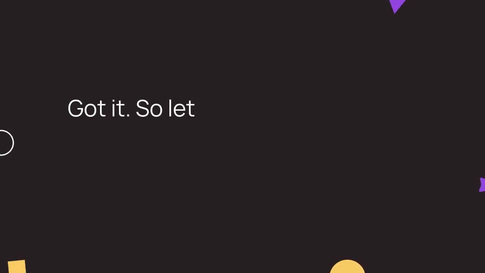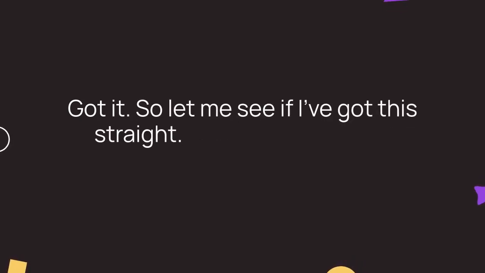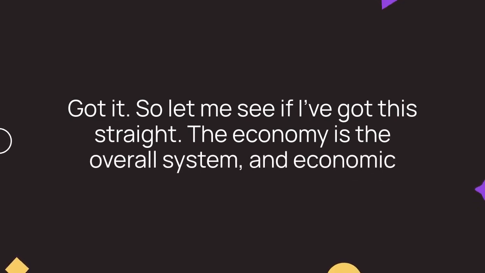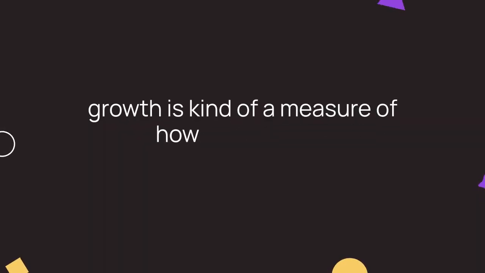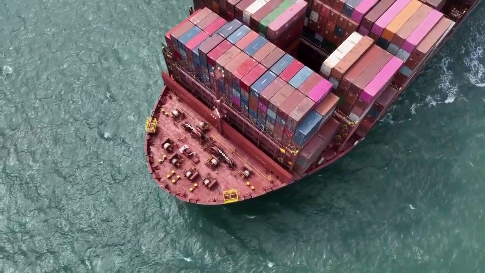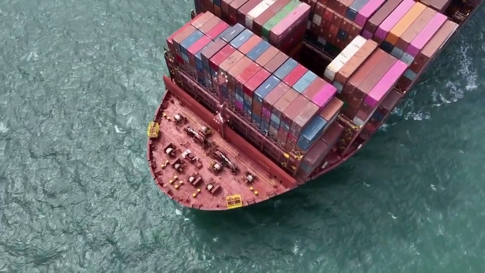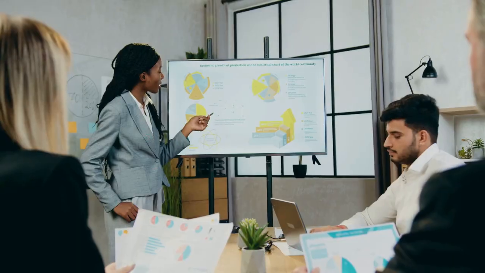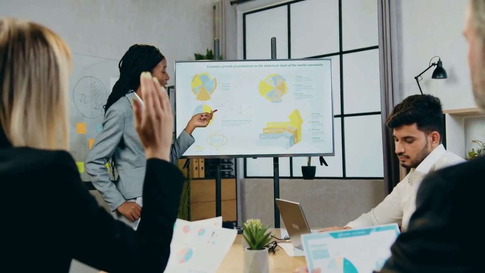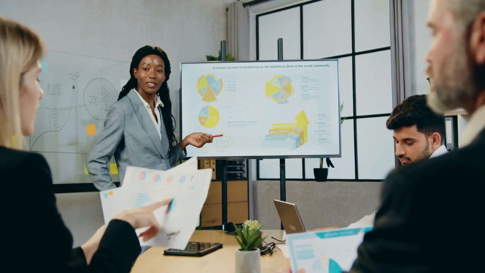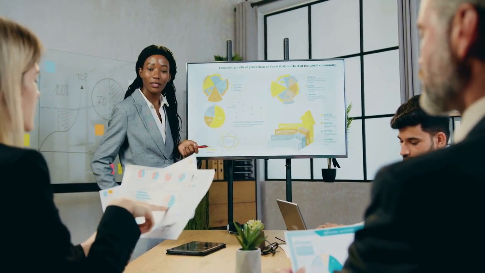Got it. So let me see if I've got this straight. The economy is the overall system, and economic growth is kind of a measure of how healthy it is. And then we've got exports, a key way that countries interact within this system. You got it. And the balance of payments is like a snapshot of all those interactions. Exactly. And once you understand these individual components, you start to see the big picture, this interconnected web of the global economy. It's like having a cheat sheet for the financial news.